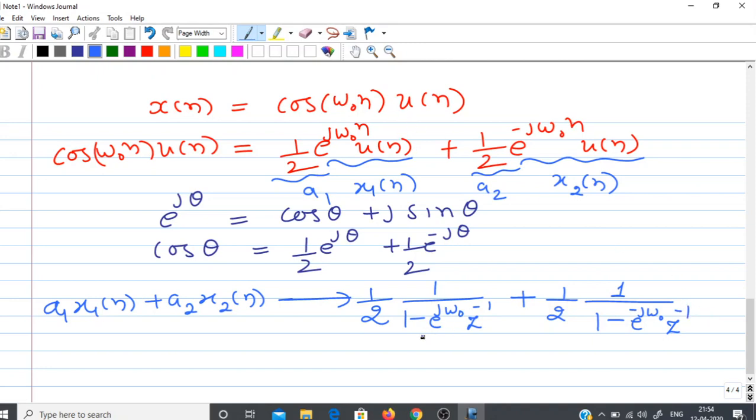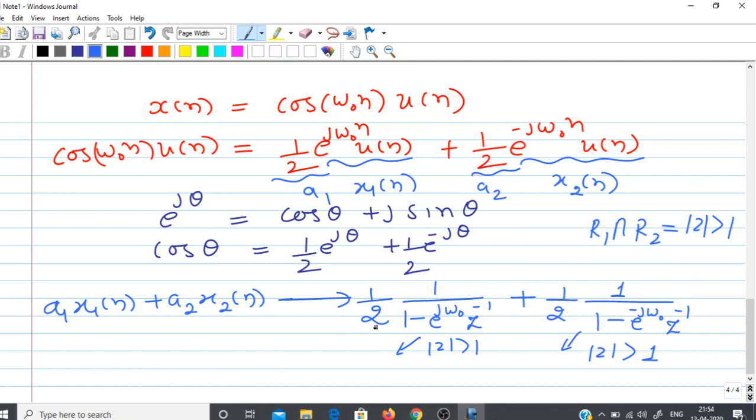The ROC of this component is mod z greater than 1. The ROC of this component is also mod z greater than 1. So what would be the common region? The common region would be R1 intersection R2, which is mod z greater than 1. And we will see whether there is any pole-zero cancellation. If there is some pole-zero cancellation, the ROC would be larger than R1 intersection R2. Otherwise, it would be exactly the same as R1 intersection R2.